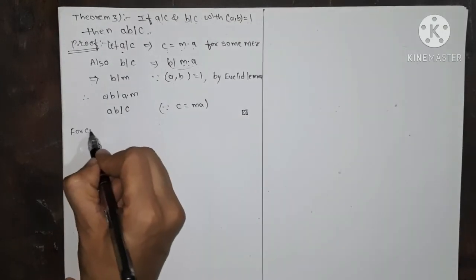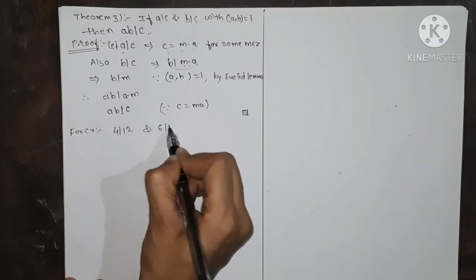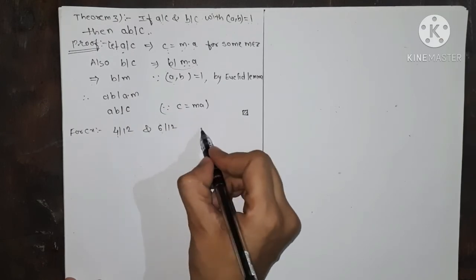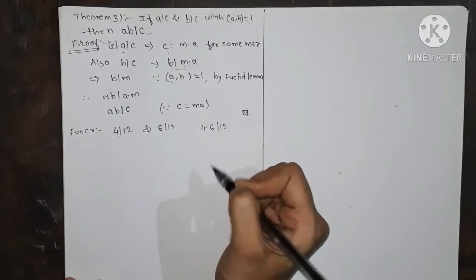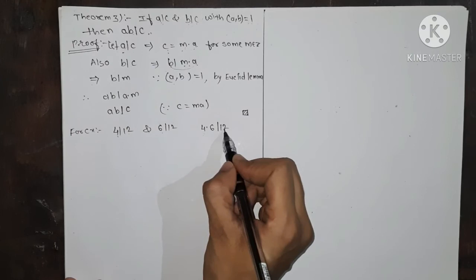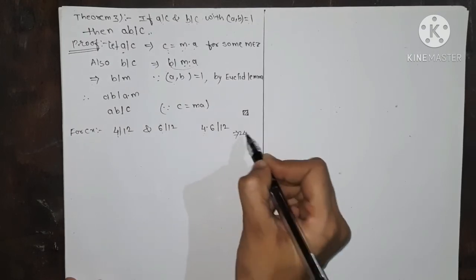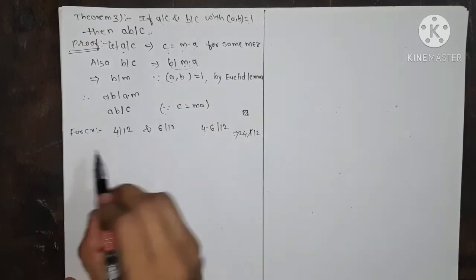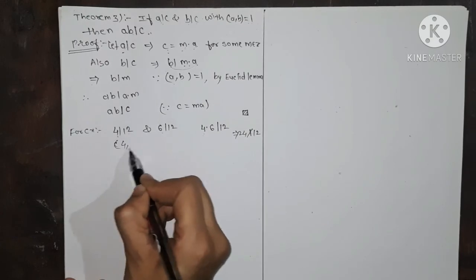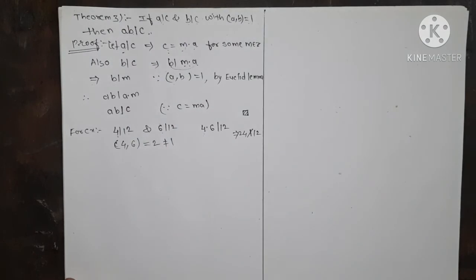For example, 4 divides 12 and 6 divides 12, right? 4 divides 12 and 6 divides 12, and is the product 4 into 6 dividing 12? No, because 4 into 6 is 24, which does not divide 12. So here the GCD of 4 comma 6 is equal to 2, which is not equal to 1.